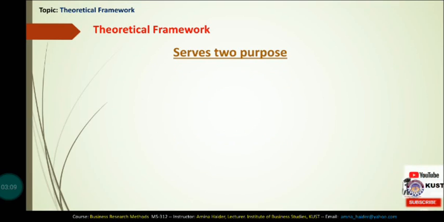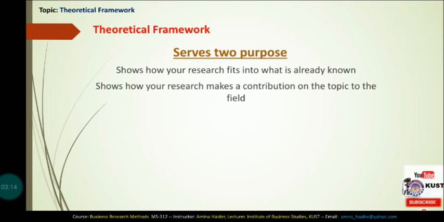So theoretical framework serves two purposes. It shows how your research fits into what is already known. That is, think of a riddle, how that riddle fits into what is already known, that is the existing literature.